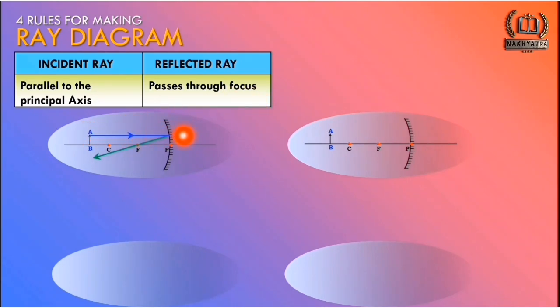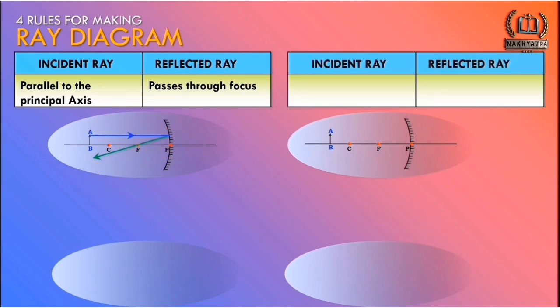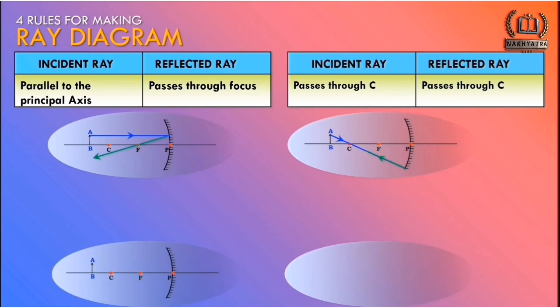So when the incident ray is parallel to the principal axis, the reflected ray passes through the focus. Okay, and the second rule is when the incident ray passes through the center of curvature and strikes the concave mirror, it is reflected back along the same path. It again passes through center of curvature.